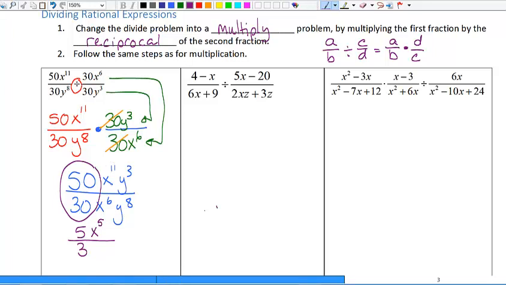Y cubed over y to the 8, after you divide out, you'll have 5 left, and they're going to be in the bottom because that 8 is bigger than the 3. So that's my final answer on that one.